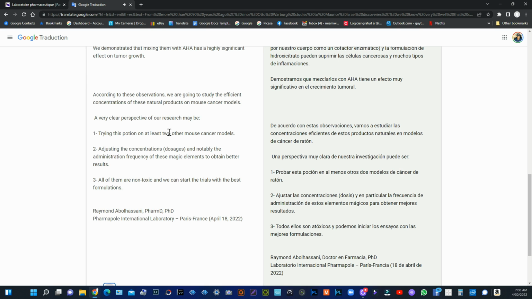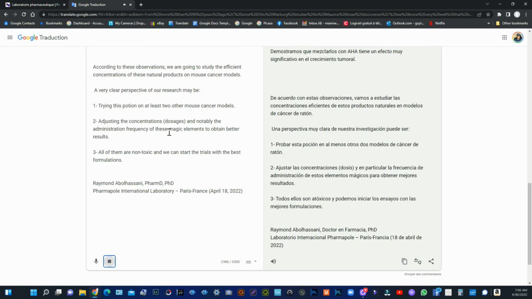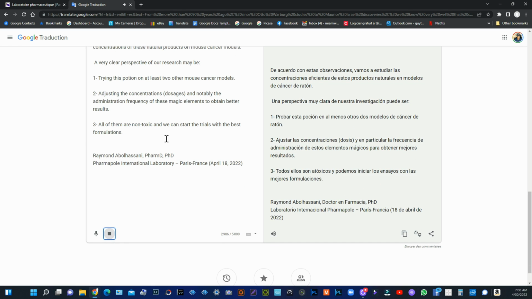A very clear perspective of our research may be: one, trying this potion on at least two other mouse cancer models; two, adjusting the concentrations, dosages, and notably the administration frequency of these magic elements to obtain better results; three, all of them are non-toxic, and we can start the trials with the best formulations. Raymond Abolhassani, PharmD, PhD, Pharmapole International Laboratory, Paris, France, April 18, 2022.